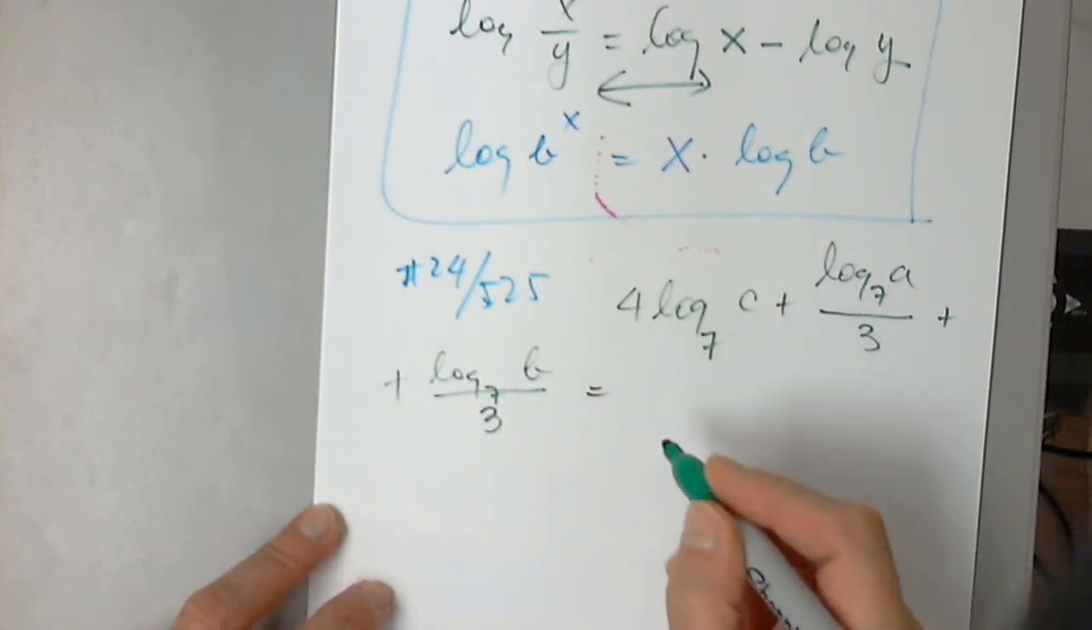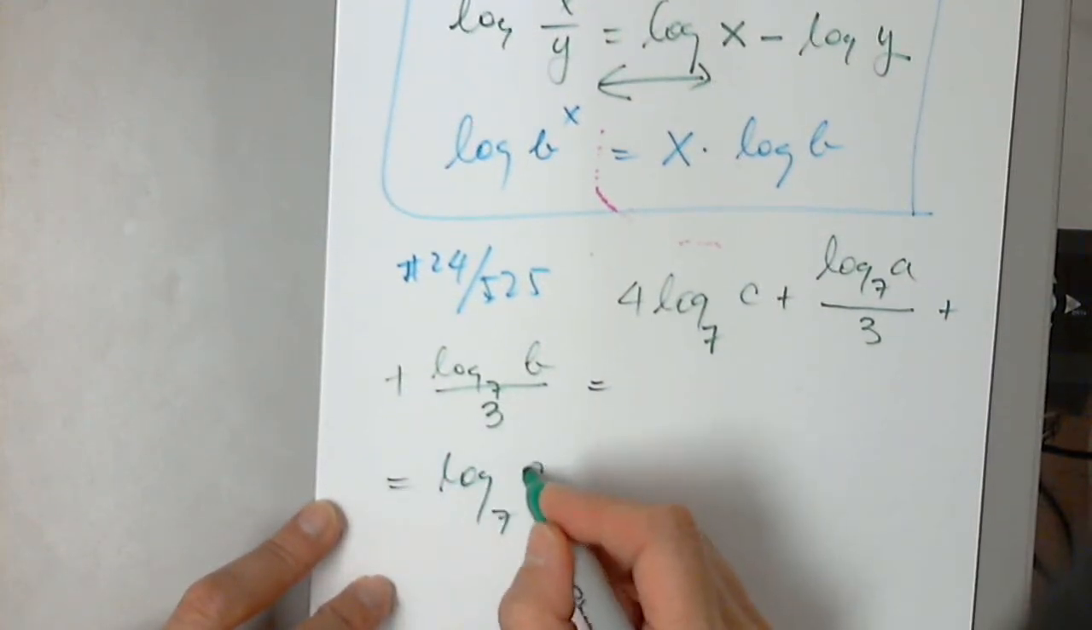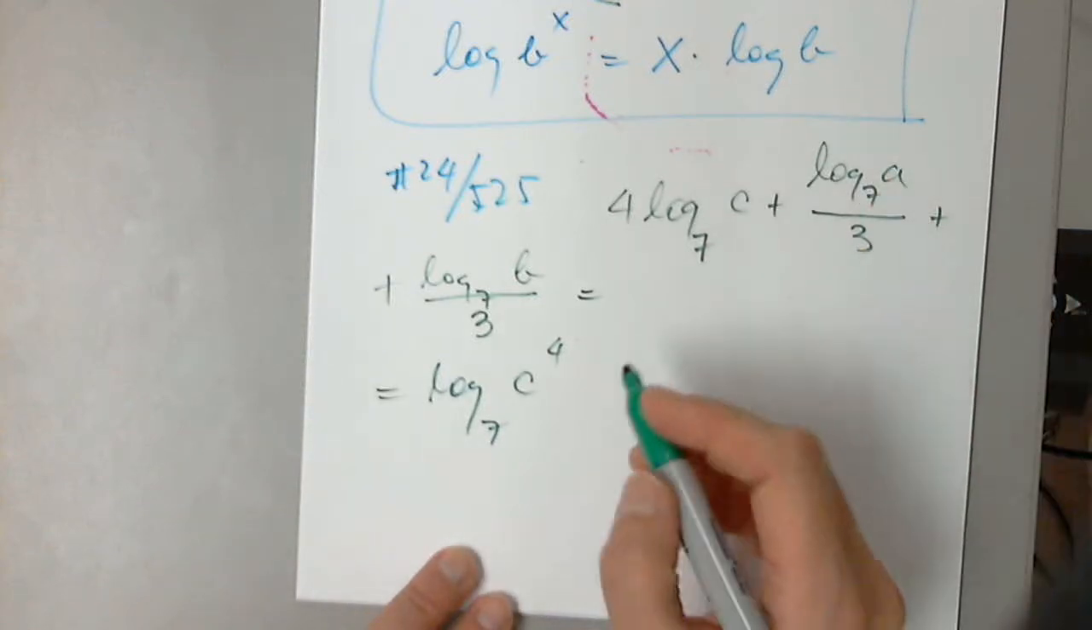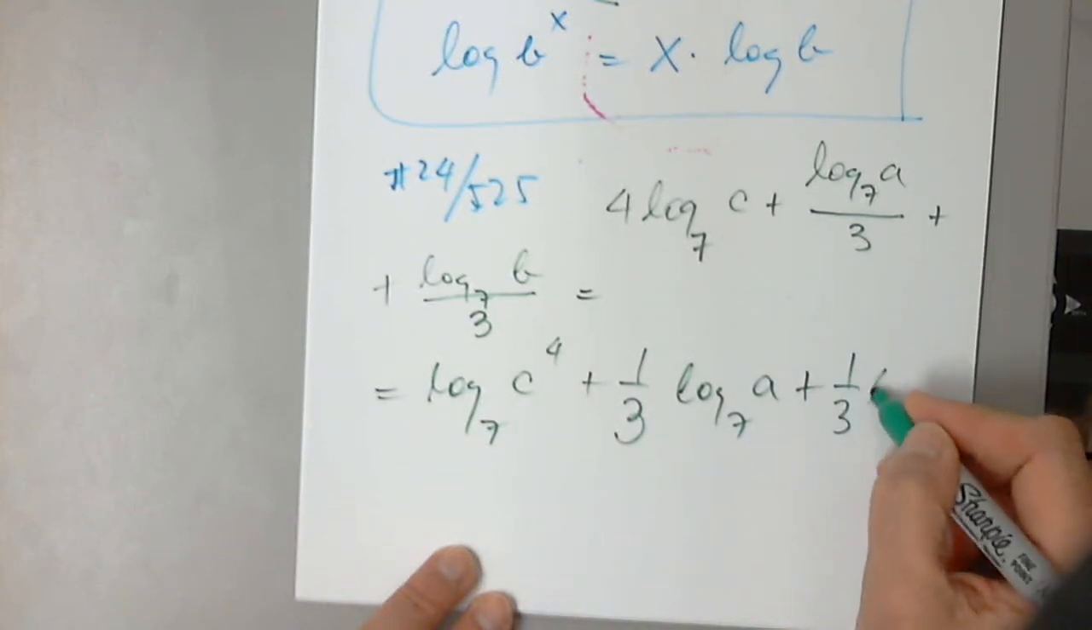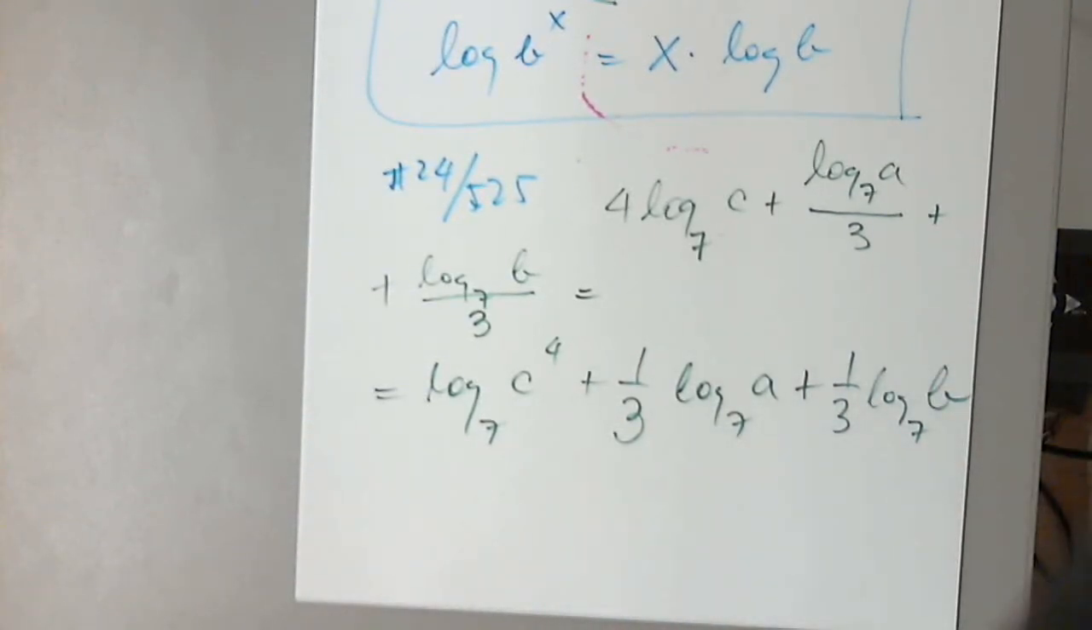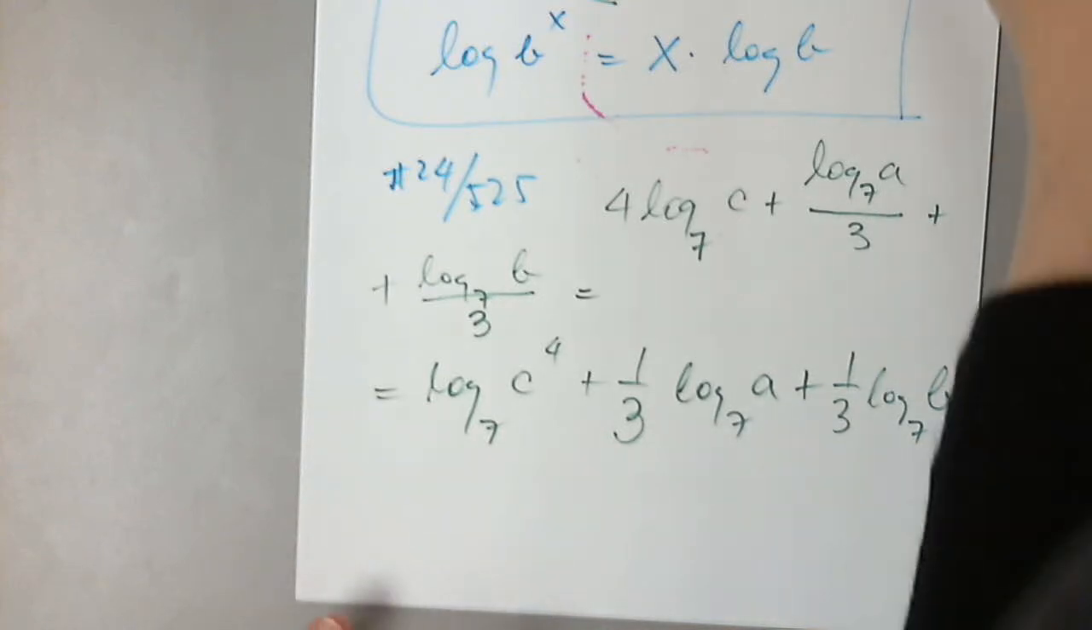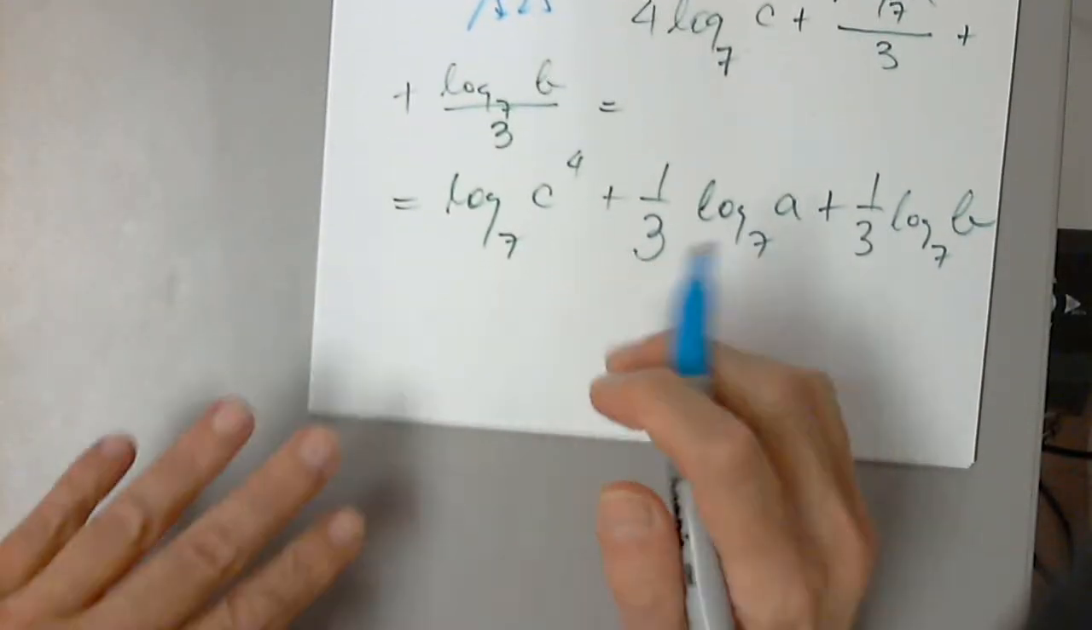So then the first one can be rearranged as log base 7 of c to the 4th. The second quantity is 1/3 log base 7 of a, and the last one is 1/3 log base 7 of b. And now it becomes clear what's happening here. This number 4 was the power of c, this number 1/3 is the power of a, and this number 1/3 is the power of b. But what do we know about power 1/3? What does that mean? Anything with a power 1/3, what does it mean? Perfect. Cube root. Exactly.